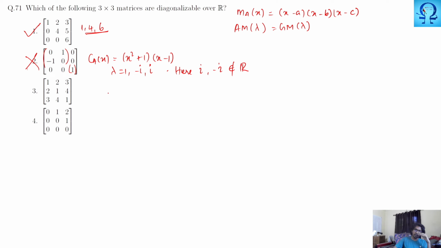And we have option 3. Here, how to check whether this is diagonalizable or not? You can make use of the idea that this matrix is a symmetric matrix. When you have a real symmetric matrix, it is diagonalizable.